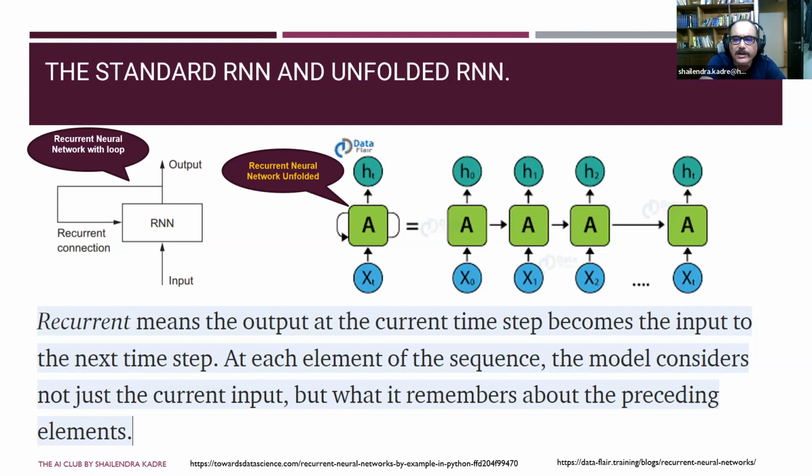We can unfold it in the form of the right hand side figure, which is on the right hand side of the equal sign. So these are two different notations of the RNN. One is the folded form and one is the unfolded form.